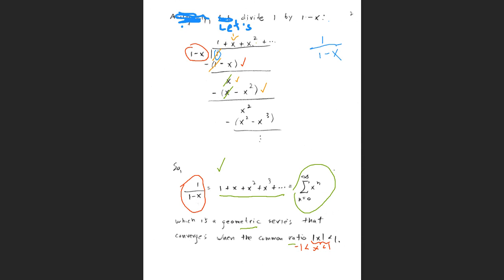Okay, so even though I can compute the function 1 over 1 minus x for all values of x except x equals 1, I can't represent that rational function as this power series unless my x variable is between 1 and negative 1. Okay, let me give you a moment to copy that. Let me know if you have any questions.